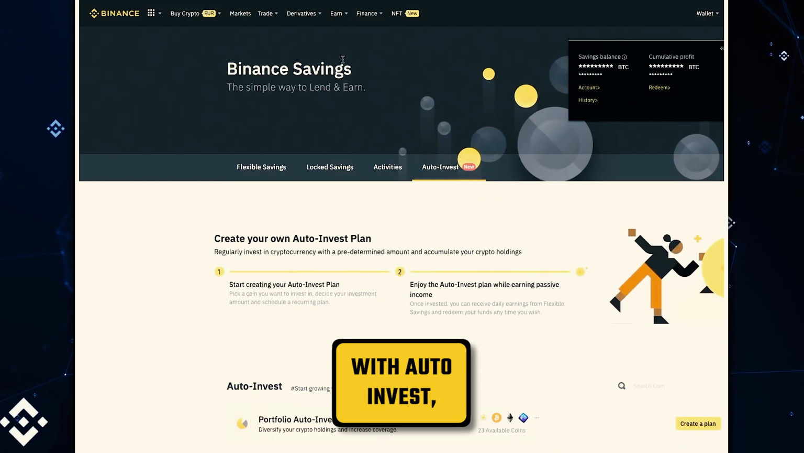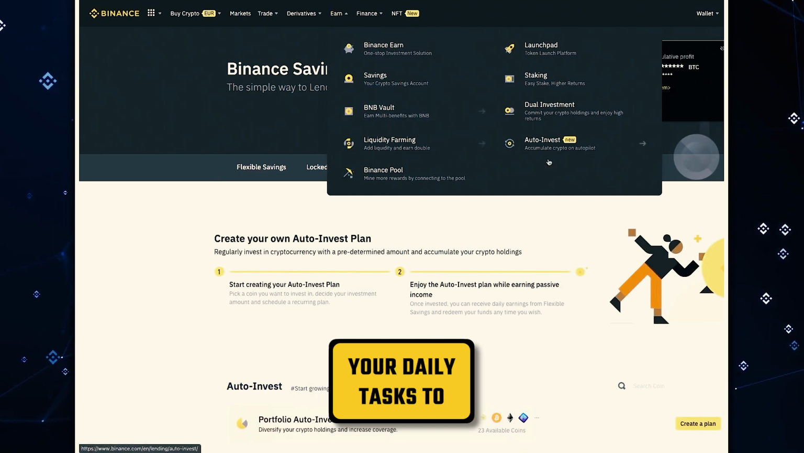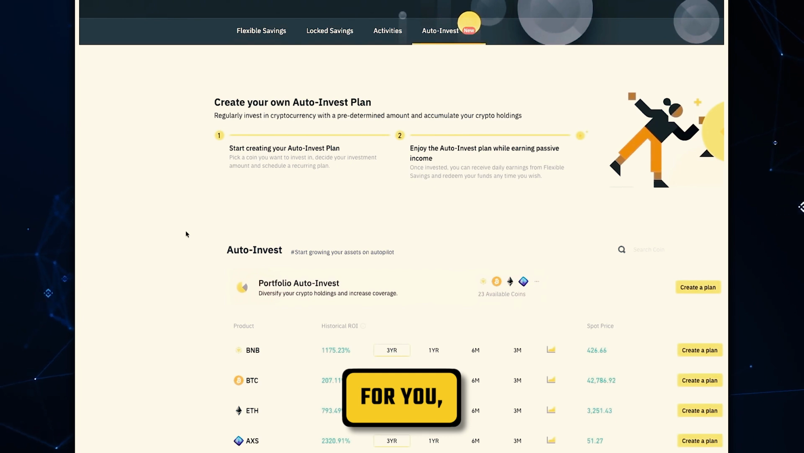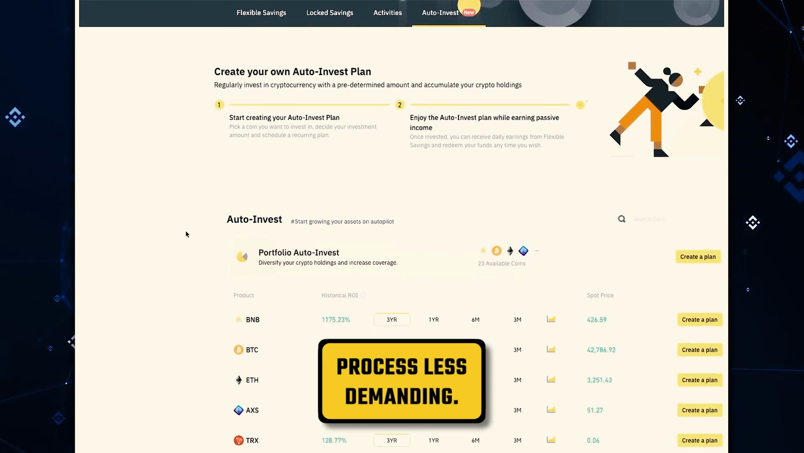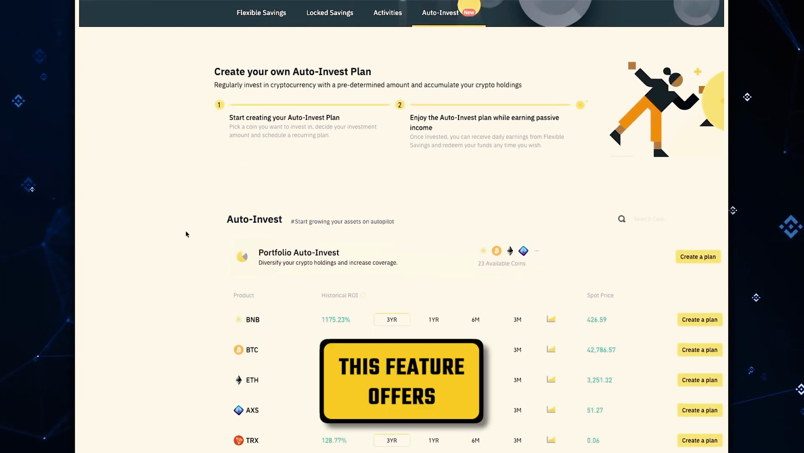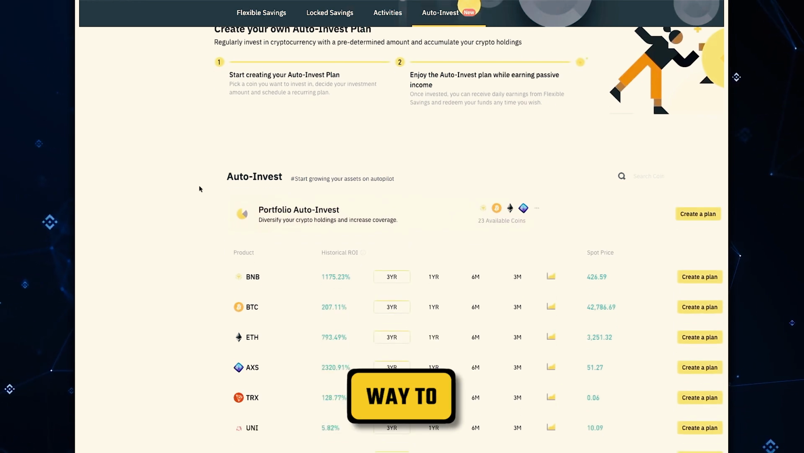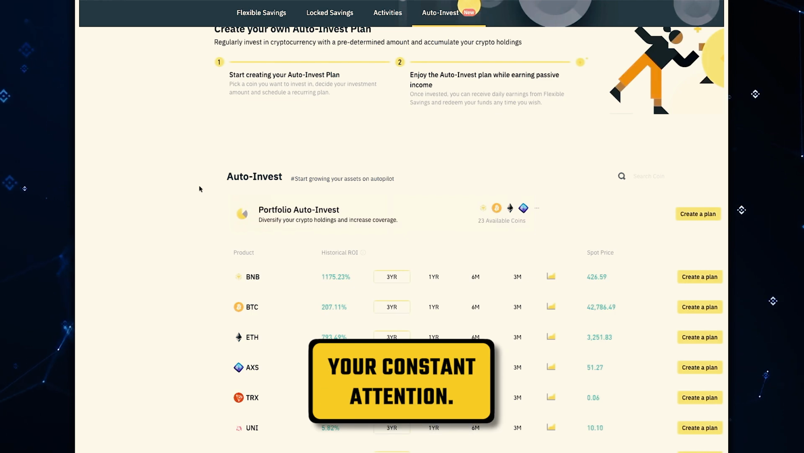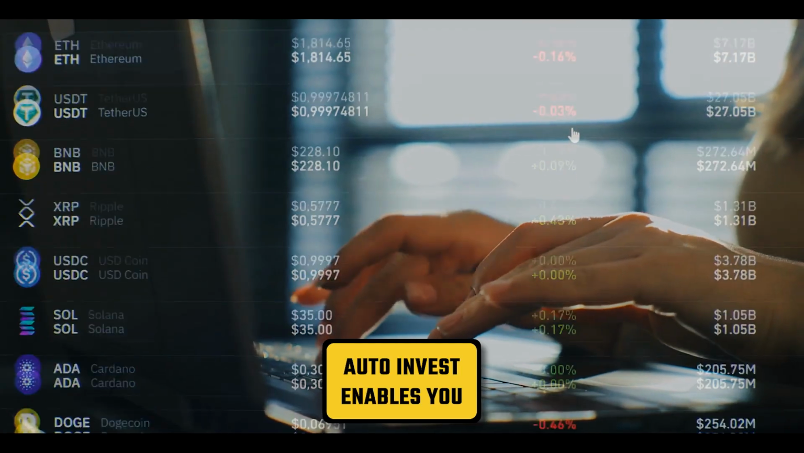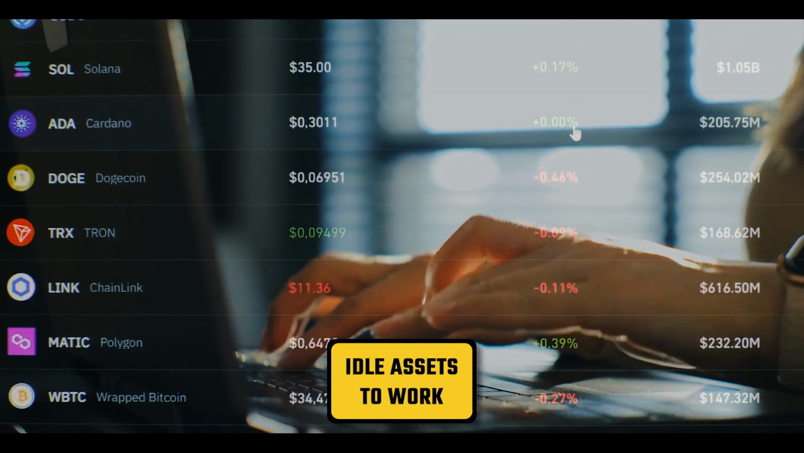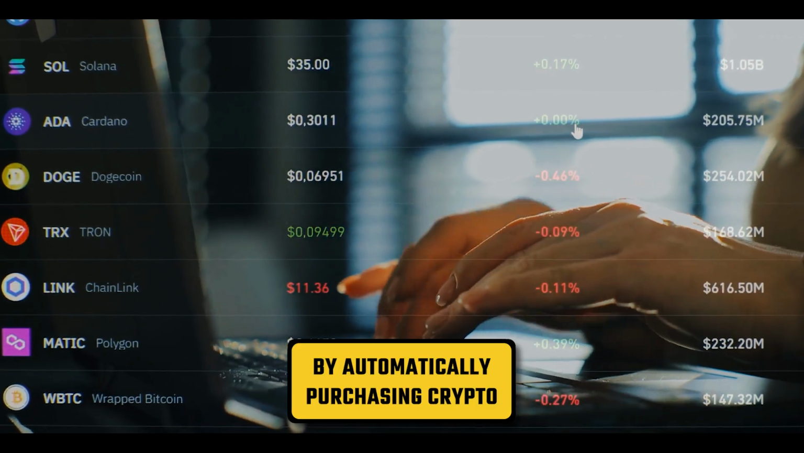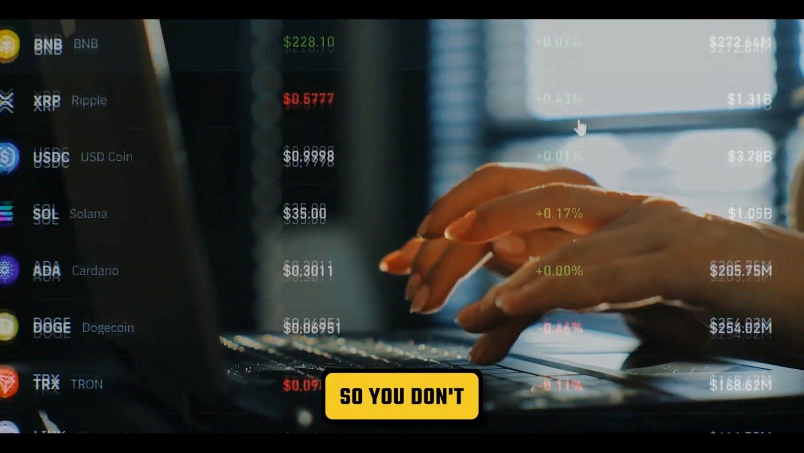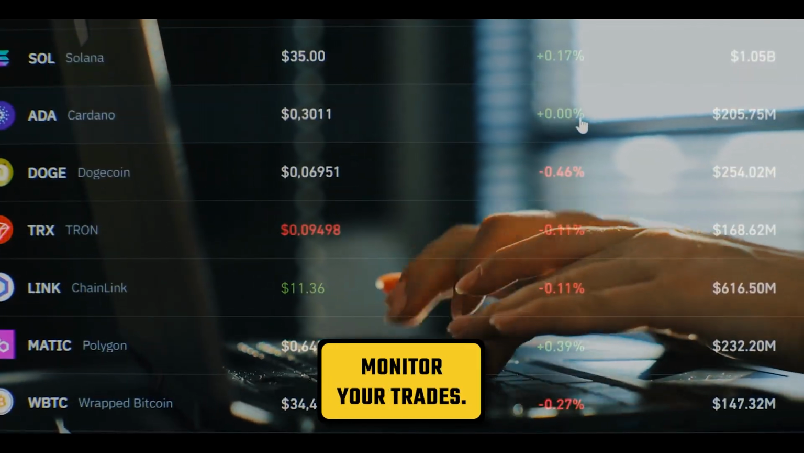With Auto Invest, you don't need to interrupt your daily tasks to execute trades because the system handles it for you, making the investment process less demanding. This feature offers a convenient way to regularly invest in cryptocurrencies without requiring your constant attention. Auto Invest enables you to put your idle assets to work by automatically purchasing crypto using a dollar-cost averaging strategy, so you don't have to constantly monitor your trades.